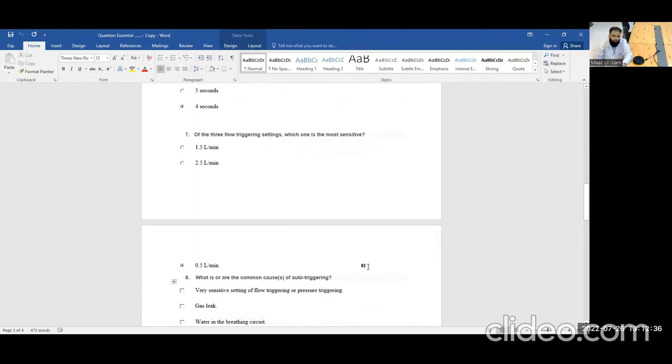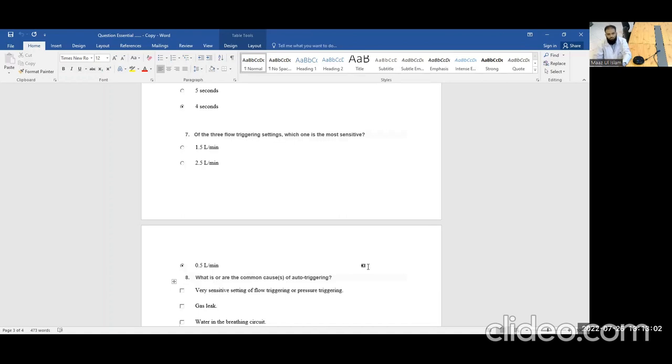Question number seven. Of the three flow triggering settings, which one is the most sensitive? Number one, 1.5 liters per minute. Number two, 2.5 liters per minute. Number three, 0.5 liters per minute. So number three, 0.5 liters per minute.